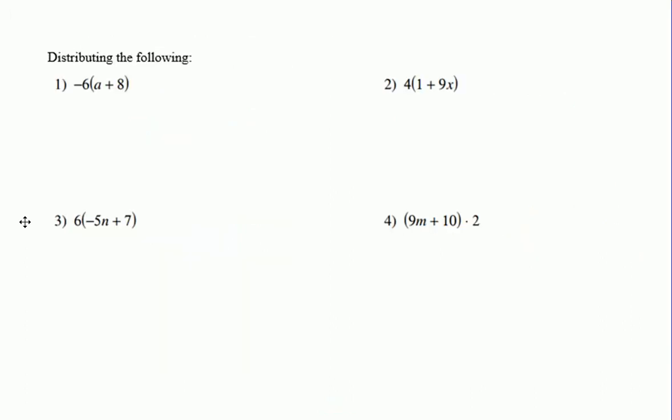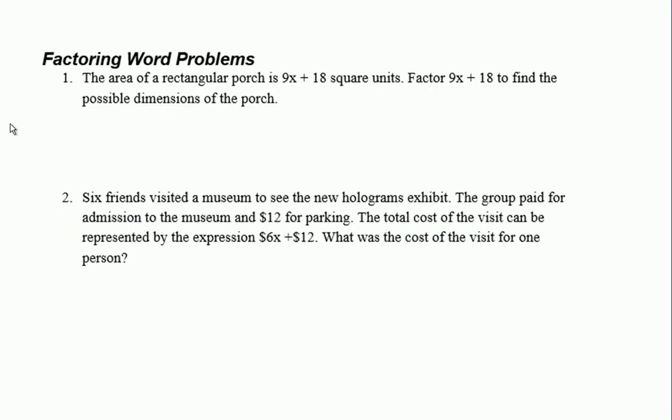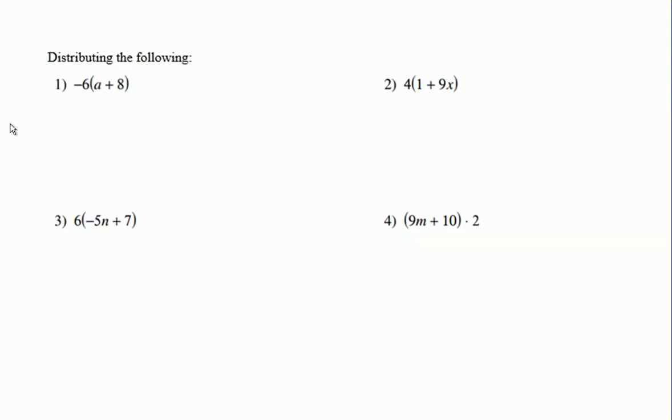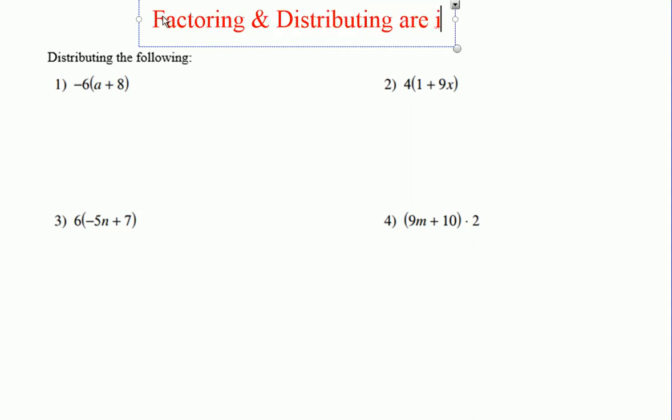Here's a couple more. We're going to do a little bit of reviewing. Not only are we doing some distributing, but we're also going to be doing some factoring word problems. So let's start just checking. Remember, we can check distributing by factoring, and we can check our factoring by distributing. Factoring and distributing are inverse operations, which means they're opposites of each other, and we can use them to help each other to make sure that we're doing it right, that we're on the right track.